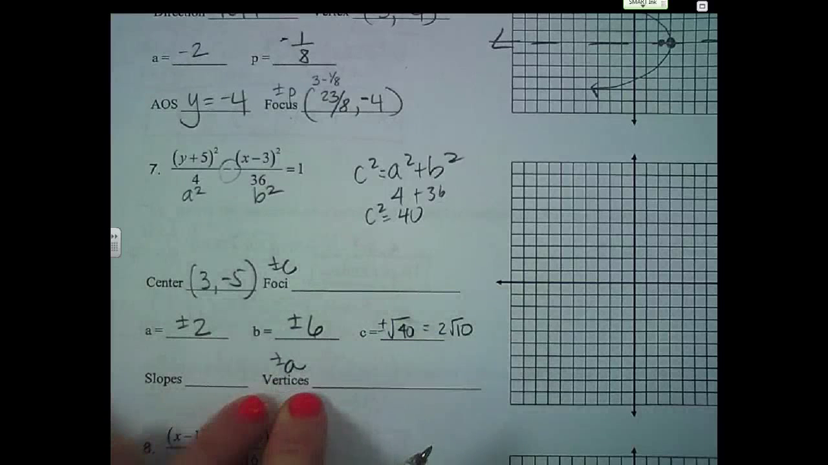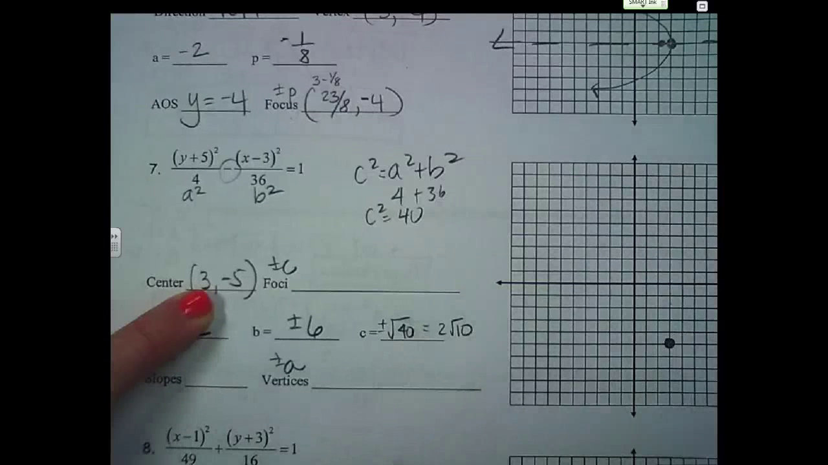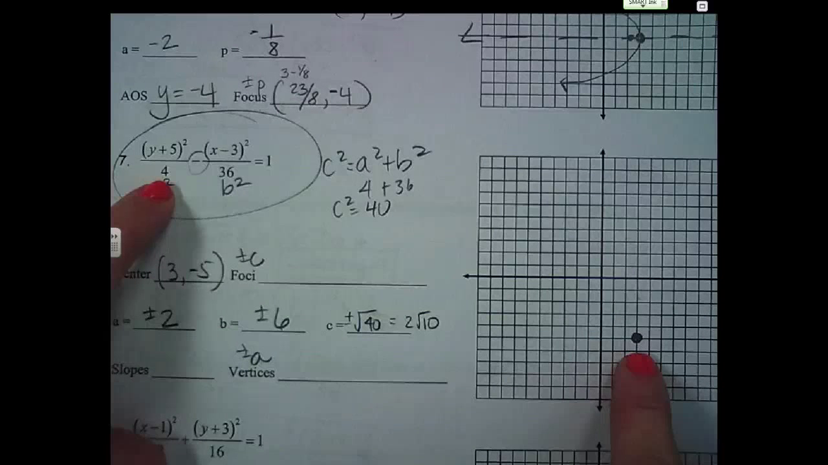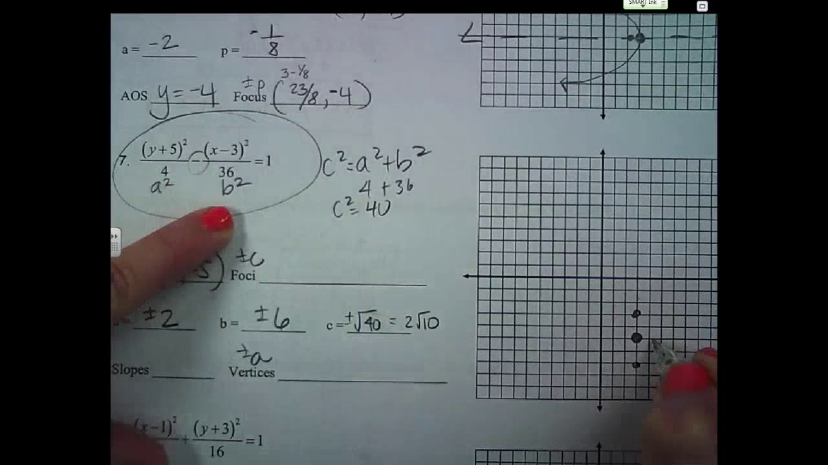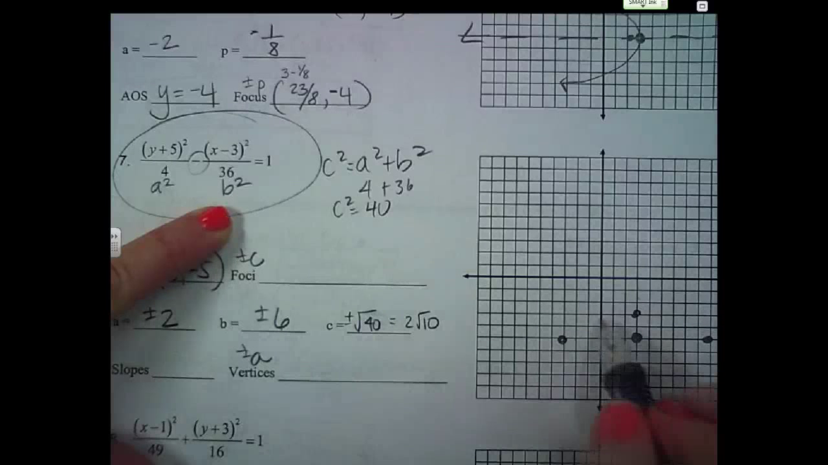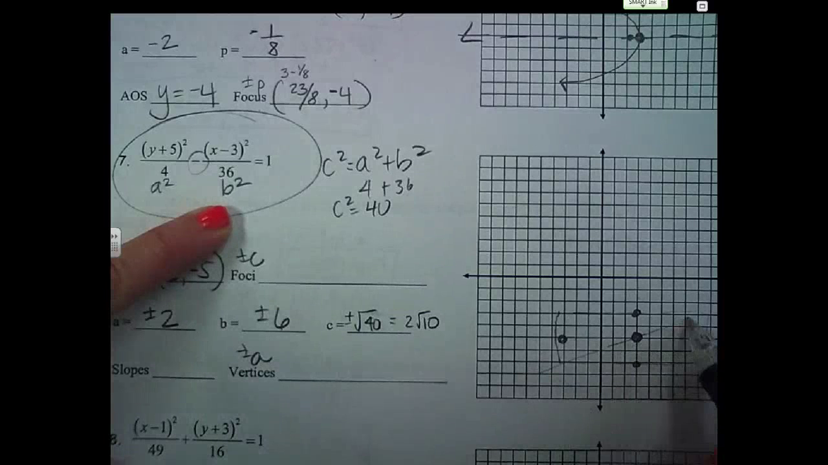So if I'm going to graph this for a second, 3, -5, here is my center. And I like to look at this picture to the side. On the y-axis, I'm going to go 2. On the x-axis, I'm going to go 6. And that kind of makes me a little box, which helps me with my slope. Your slope, then, here.